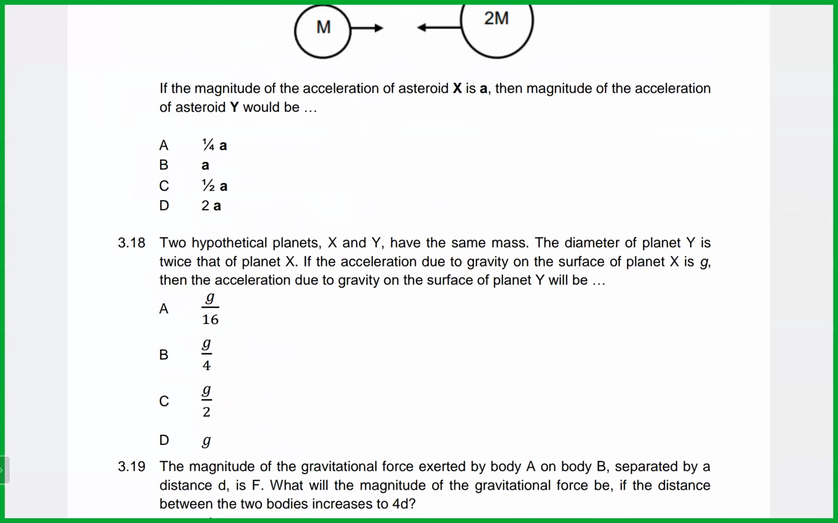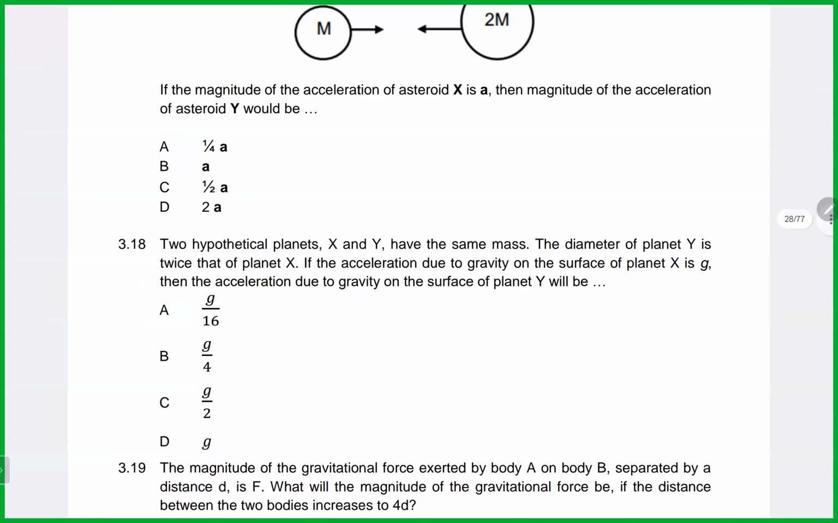Two hypothetical planets X and Y have the same mass. The diameter of Y is twice that of planet X. If the acceleration due to gravity on planet X is g, then the acceleration due to gravity on planet Y is? What factor are we changing here? The diameter of Y is twice that of X. What does that mean about the radius? The radius doubles, sir. Obviously, the radius will double as well, exactly.